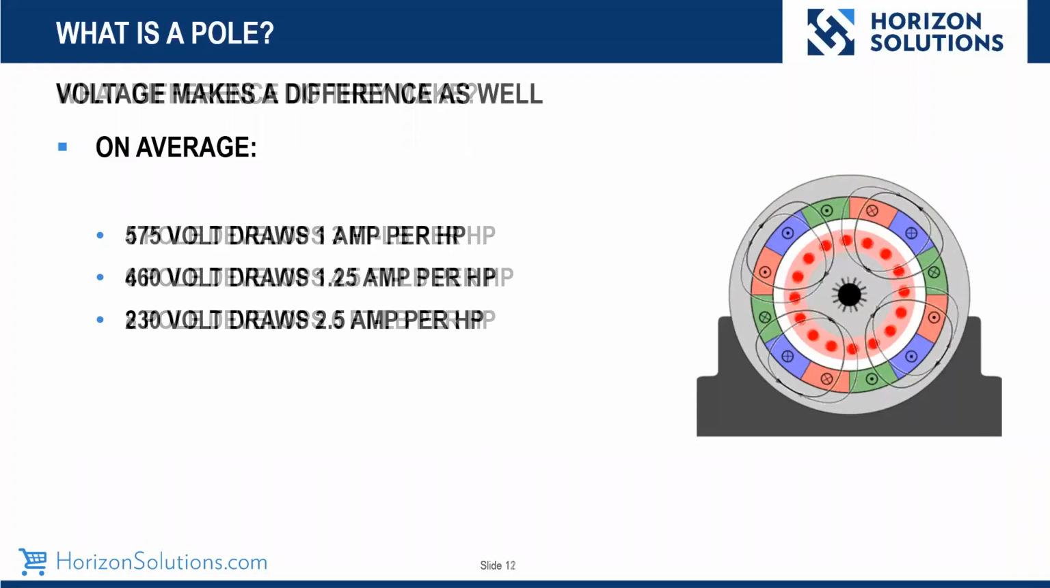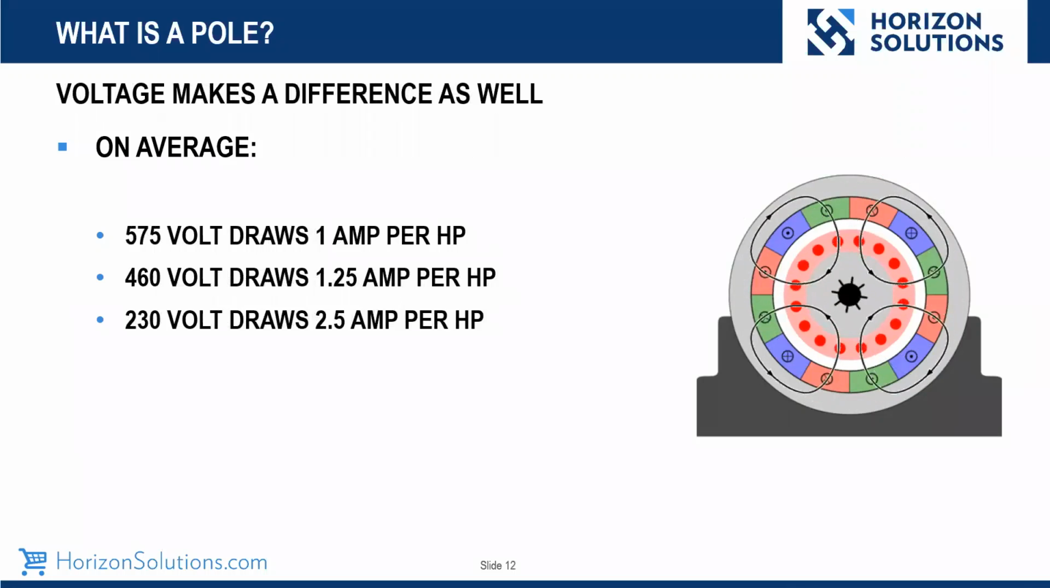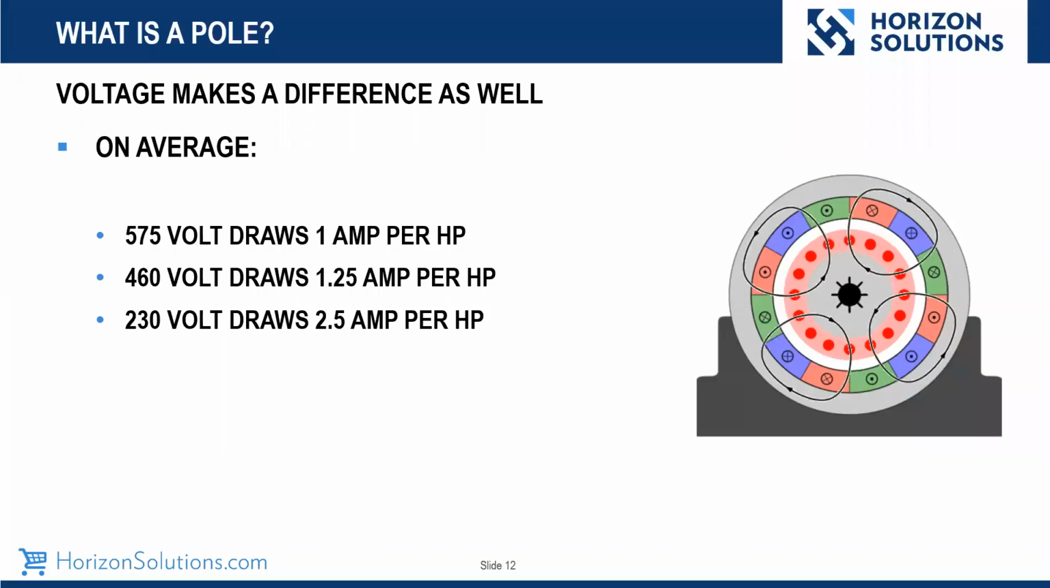Let's take a look at the voltage. 575. Scott's going to talk about efficiencies and savings. So we're looking at 575. It draws 1 amp per horsepower. 460, 1.25, and 230 is 2.5. And you can see that's pretty linear right there as well.